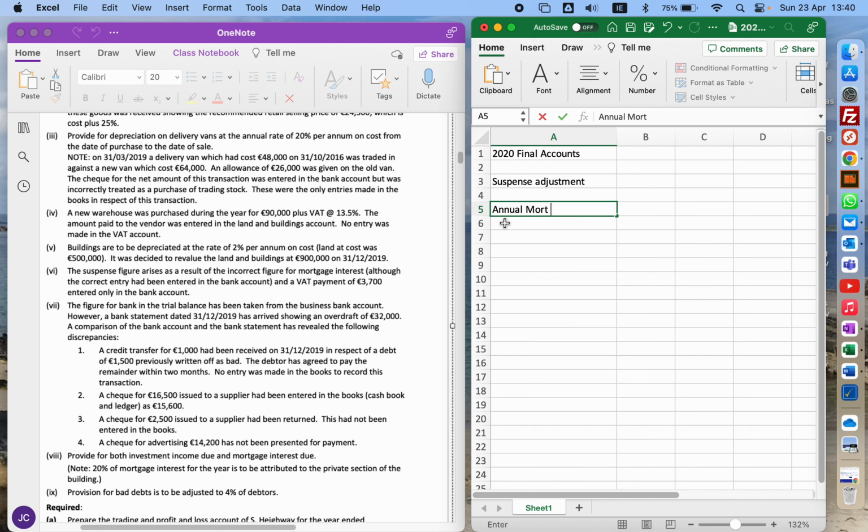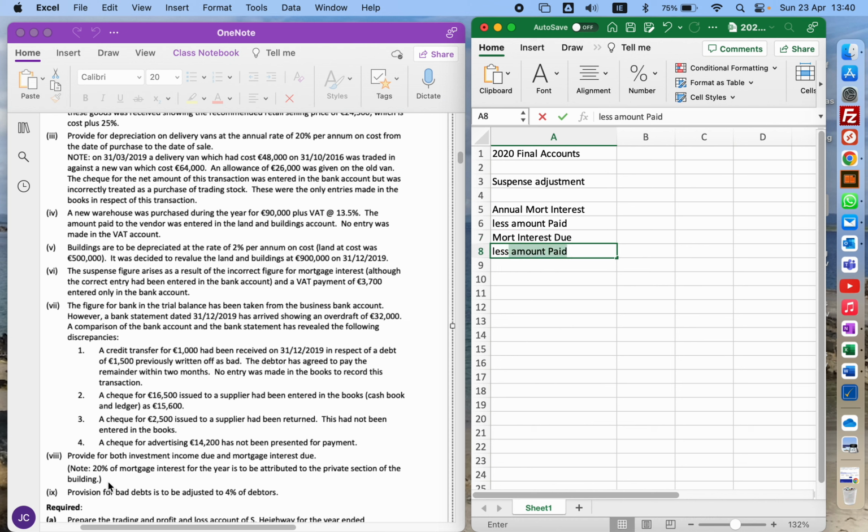mortgage interest, I need to work that out. Okay, I'll take away the amount paid. So this is the number that's wrong. We'll find this in the trial balance. And this is the one that will cause the suspense. And then that will give us the mortgage interest due. And I'll do this note down here at the same time.